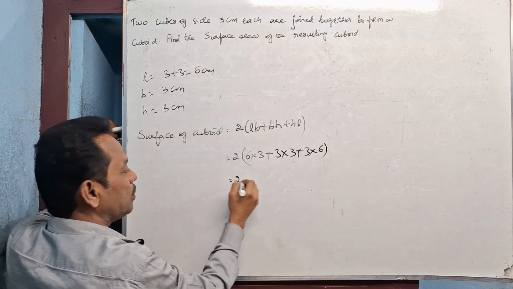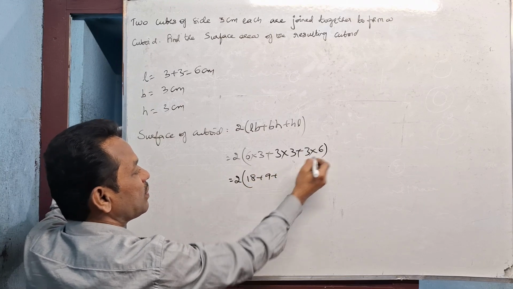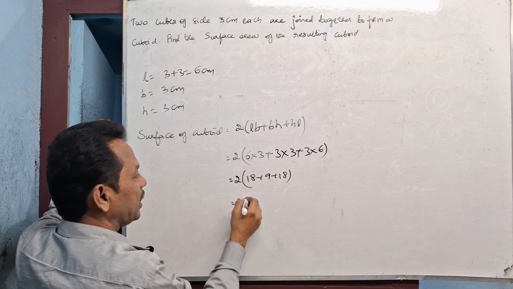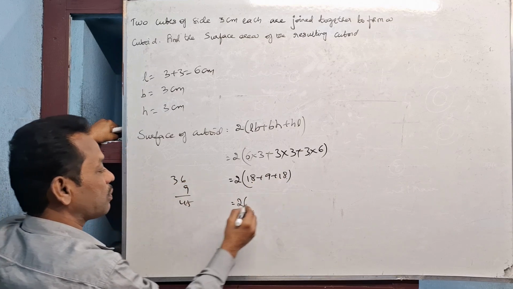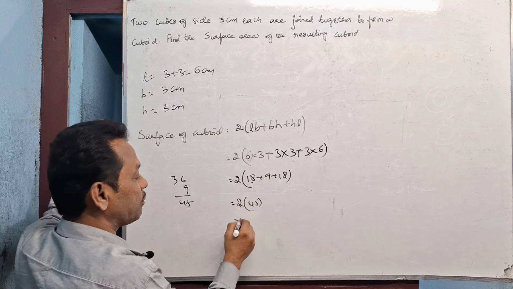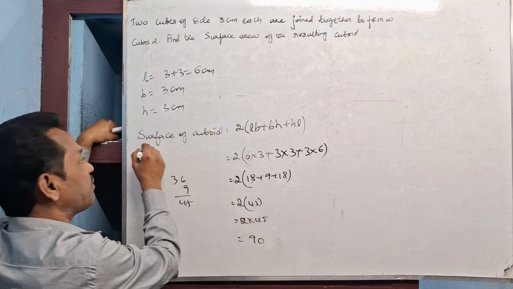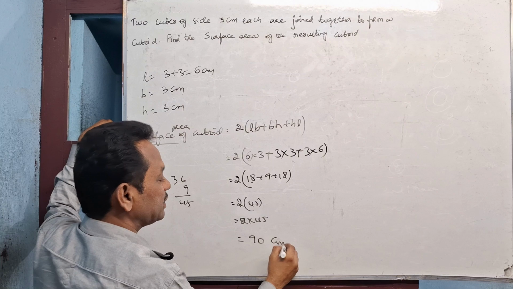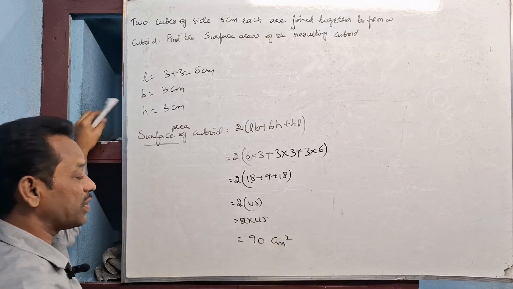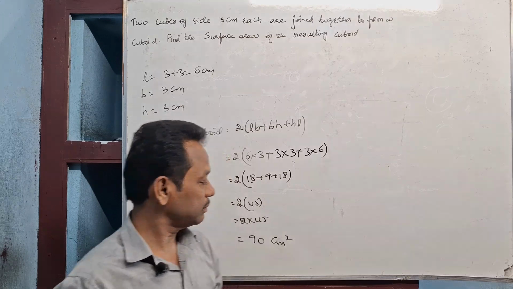Now, 2 into 3 into 6 is 18, plus 3 into 3 is 9, plus 18. So 18 plus 9 plus 18 is 45. So you'll get 45, so 2 into 45. 2 into 45 gives you 90. As this is the surface area of a cuboid, my units will be centimeter square. So the surface area of the resulting cuboid is 90 centimeters square.